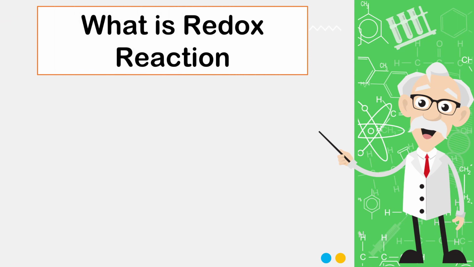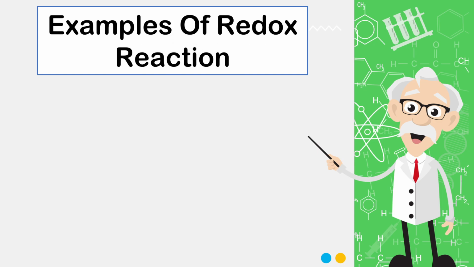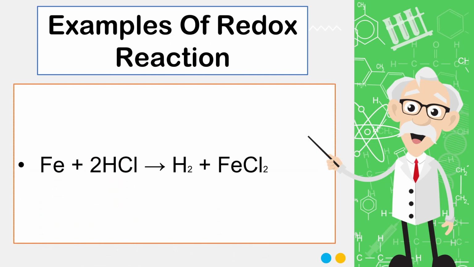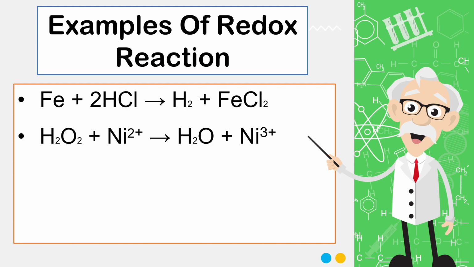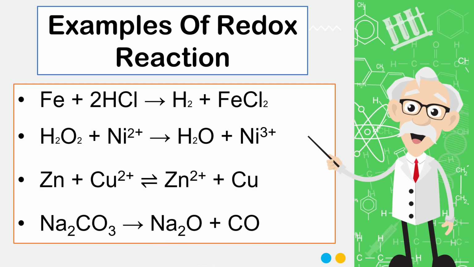First slide is about the redox reaction. The definition of the redox reaction states that redox reactions are those in which electrons are transferred from one species to another. Electron transfer involves production of electricity. Let's move further to see what is next. There are the examples of redox reaction. In this presentation, we have involved 4 examples of redox reaction in which the reaction can be seen.